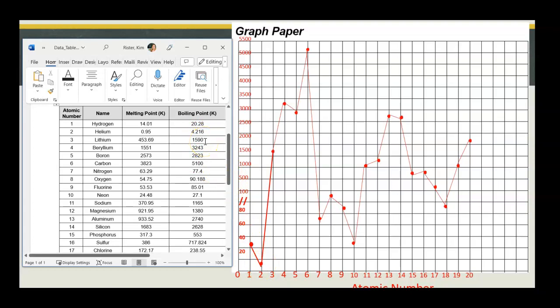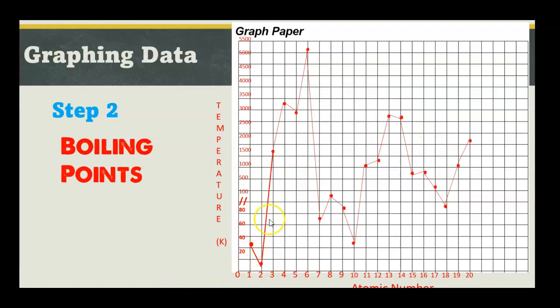Element 3 is lithium, which is 1,590. So you can see element 3 is right here. And you just continue. Element 4, beryllium. That beryllium is 3,243. So it's way up here. And you'll just continue graphing and plotting all of the boiling points first. So once you've done all 20, that's when you would go through and just use a ruler and connect all of those lines.